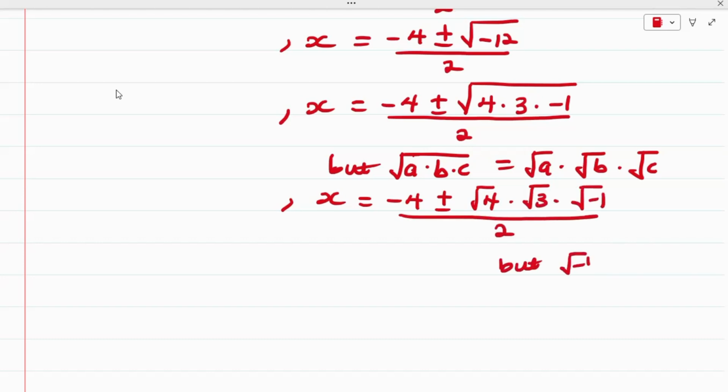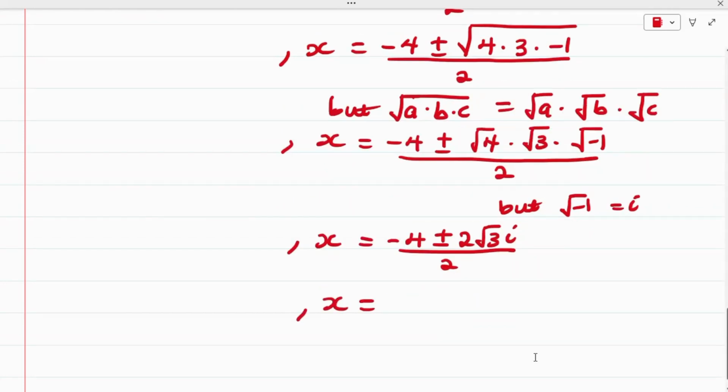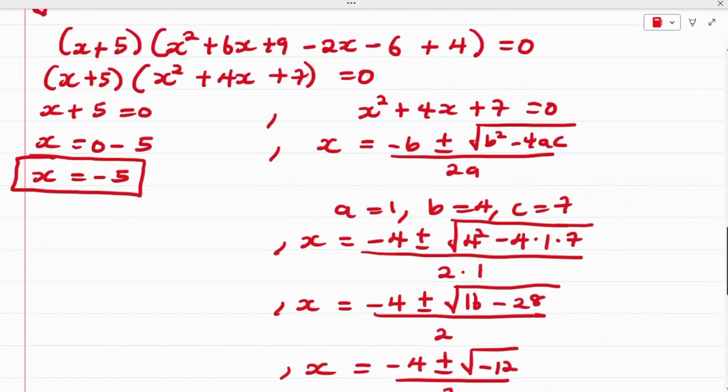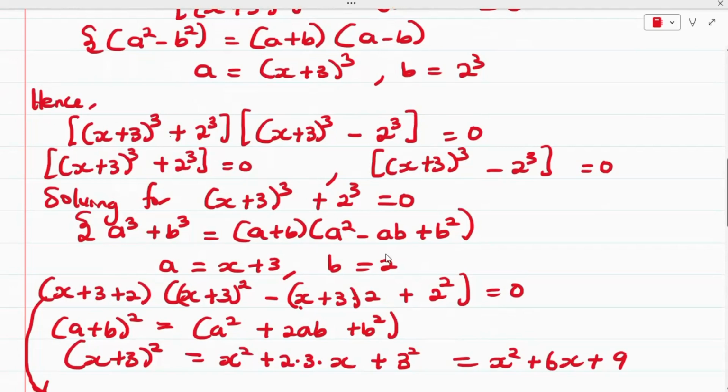But the square root of −1 is equal to i. So we have x = (−4 ± √4 is 2, times the root of 3, times the root of −1, which is i) divided by 2. If you factor out 2, we have (−2 ± √3 i) / 2, so we cancel this out, and we have x = −2 ± √3 i, and we have been able to find the second and third values of x. So we are done solving for the first part right here.